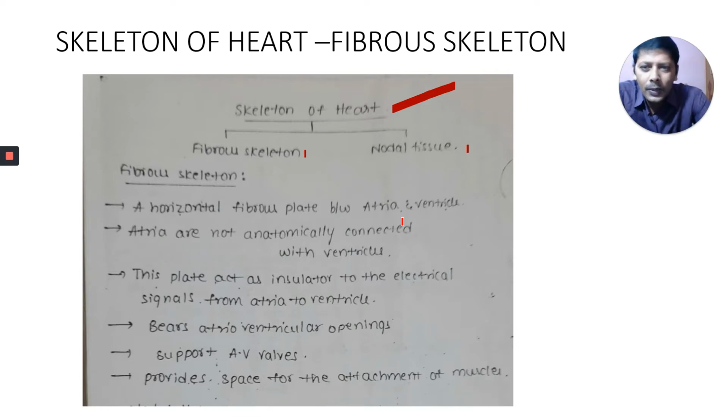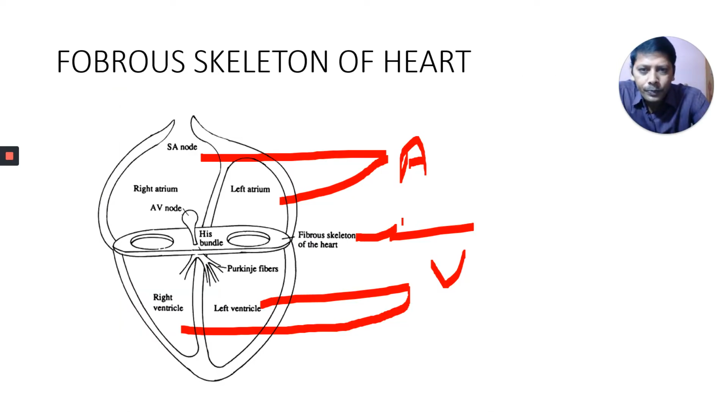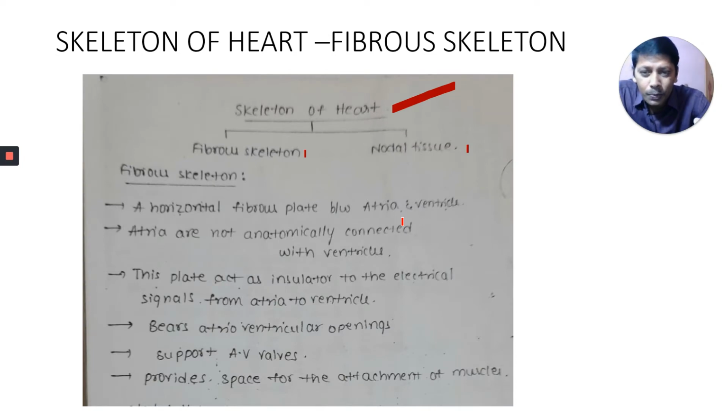A horizontal fibrous plate, not vertical, it is a horizontal fibrous plate between atria and ventricles. This plate separates atria and ventricles anatomically. Atria and ventricles are not connected anatomically because of the presence of this fibrous plate. Next point, this plate acts as an insulator to the electrical signals from the atria to ventricles.